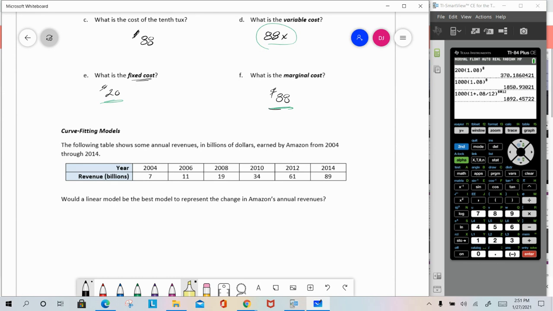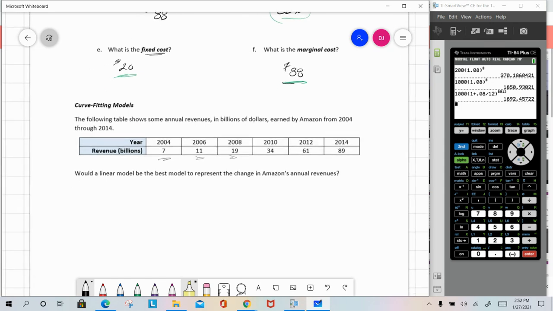Let's look at Amazon here, right? The following table shows some annual revenues in billions of dollars earned by Amazon from 2004 through 2014. And we can talk about Amazon, and they've been in the news a lot lately too. But this is their revenue in billions of dollars. In 2004, okay, their revenue was $7 billion. In 2006, their revenue was $11 billion. In 2008 was $19 billion, and so on.